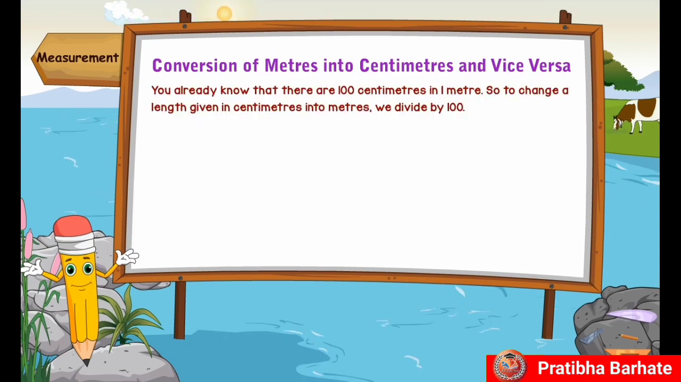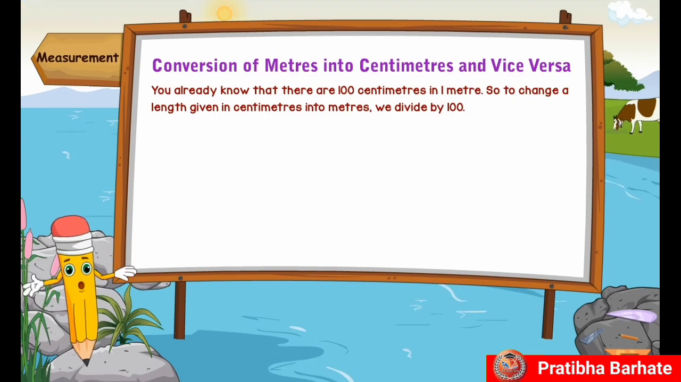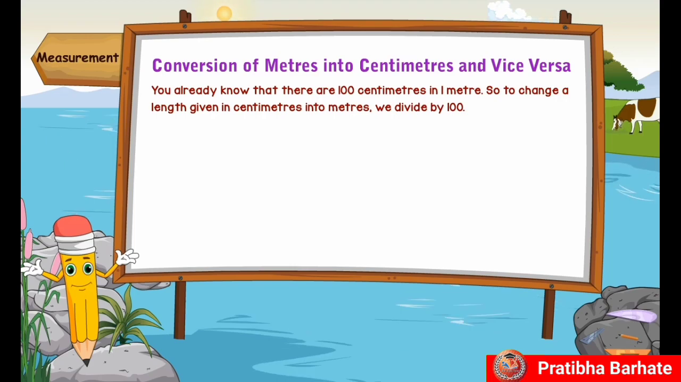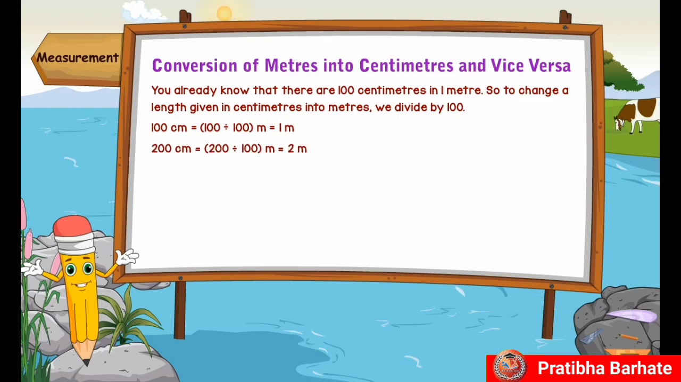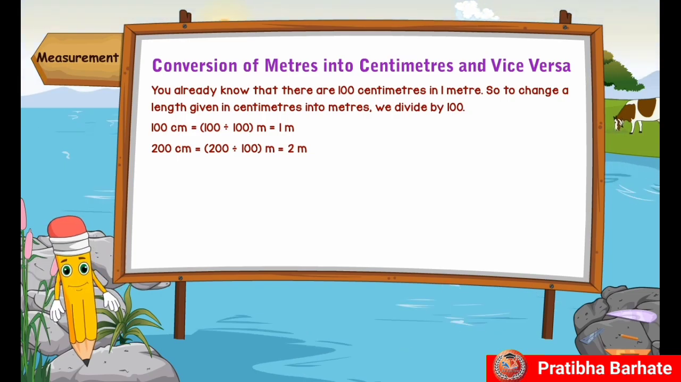You already know that there are 100 centimeters in 1 meter. So, to change a length given in centimeters into meters, we divide by 100. For example, 100 centimeters is equal to 100 divided by 100 meters, which is equal to 1 meter. 200 centimeters is equal to 200 divided by 100 meters, which is equal to 2 meters.